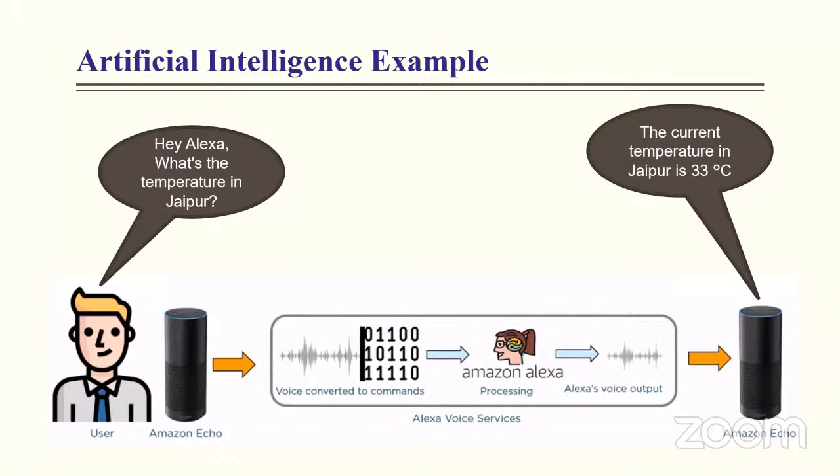And then Alexa will give an output. The current temperature in Jaipur is 33 degrees Celsius, the action part, right? That's why it's called an AI example. So there is not only thinking, which Alexa does, but Alexa also gives us the answer, the output. So we call this an AI example, artificial intelligence.